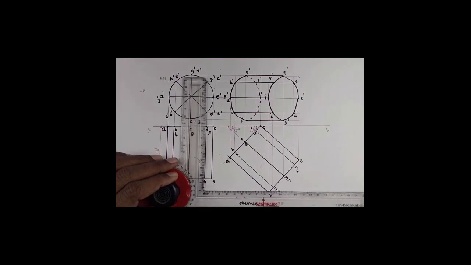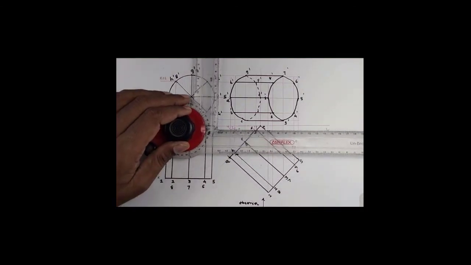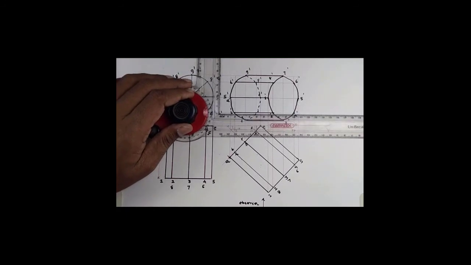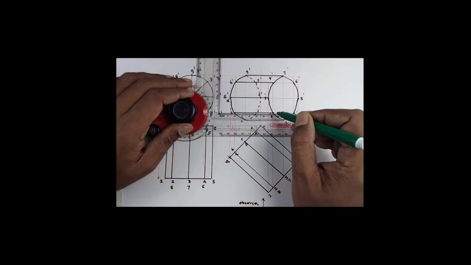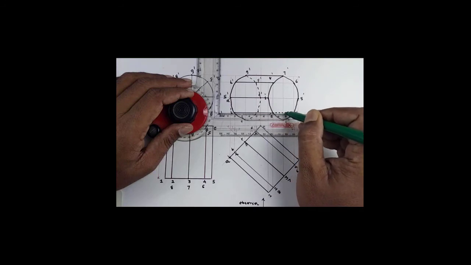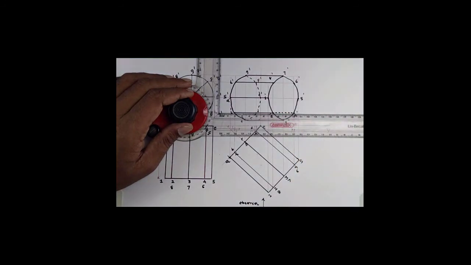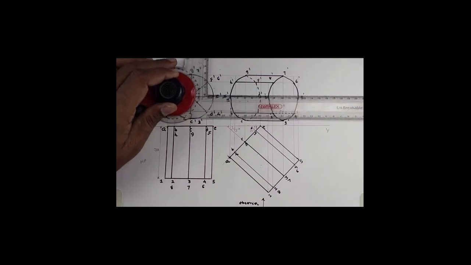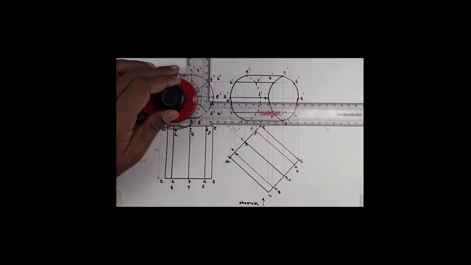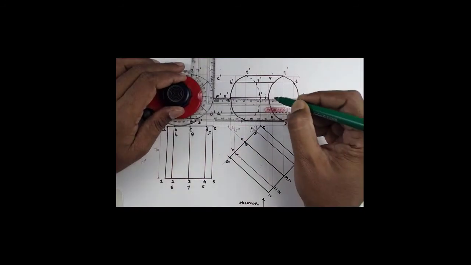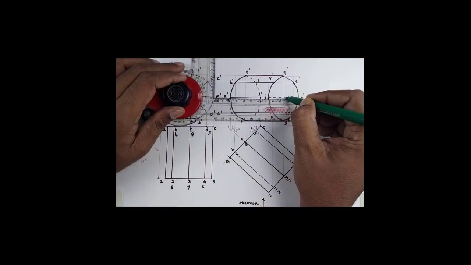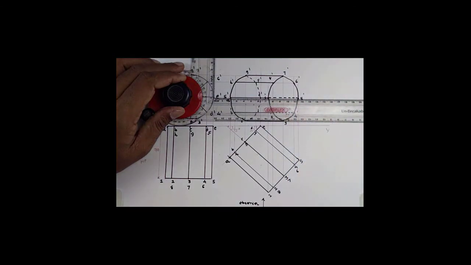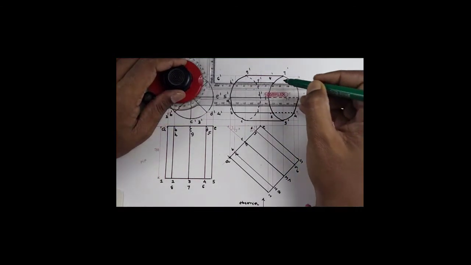But the slant generators D dash, 4 dash, it is dotted. So it is overlap. So we can show the dotted up to this. Similarly, the generator E5, it is away from the observer. So in elevation, it has become dotted. I can show with dotted line here. And your generator F dash 6 dash.